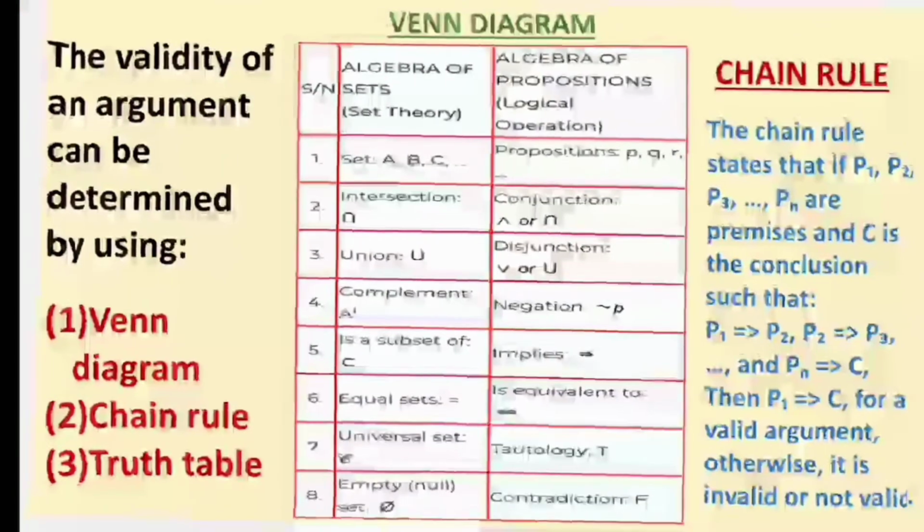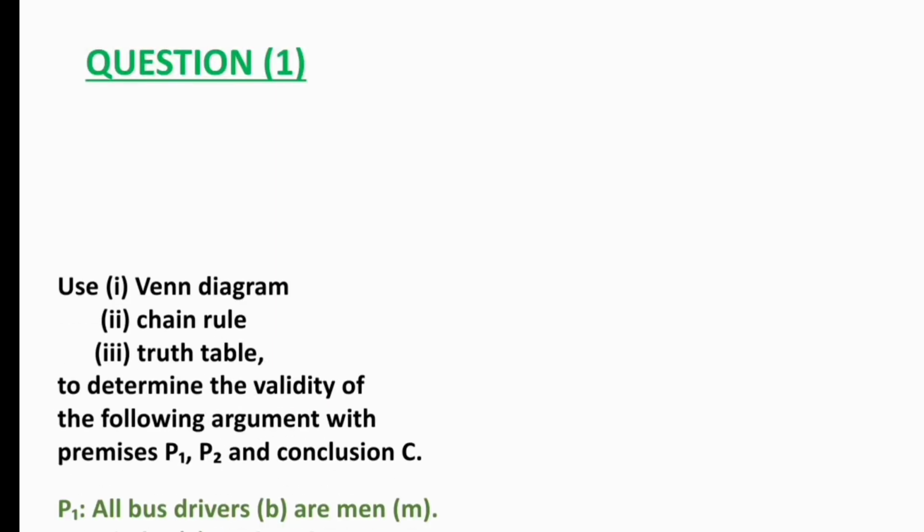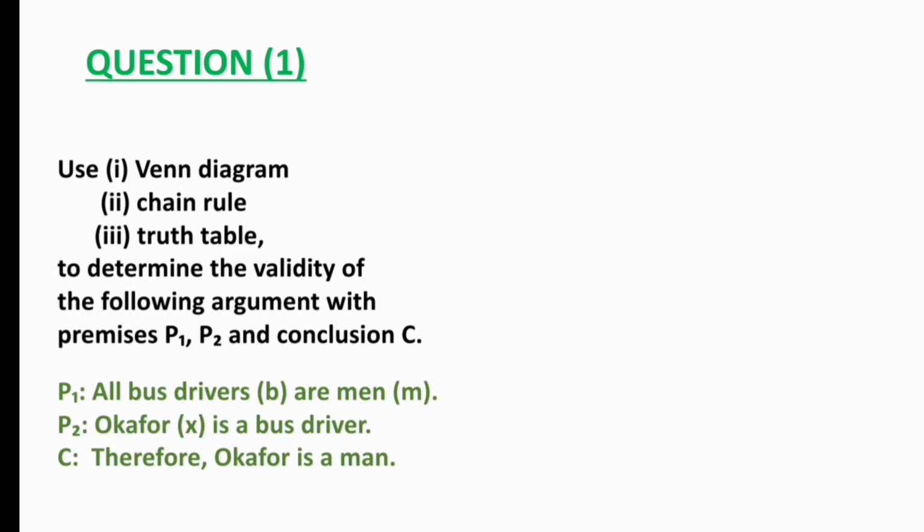Let's take some questions. Question 1. Let's use Venn diagram, chain rule, and truth table to determine the validity of the following arguments with premises P1 and P2 and the conclusion C. The first premise says all bus drivers B are men M. Second premise says Okafor X is a bus driver, while the conclusion says therefore Okafor is a man.